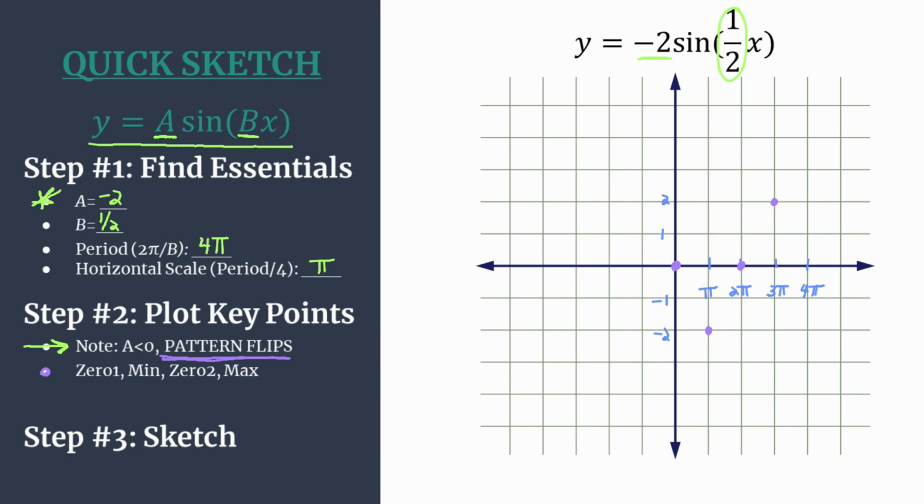All right, and then finally we just need to complete step 3, sketch in the sine curve. Remember, this is just one cycle. If you need more, you can certainly repeat the pattern in either direction. And that's all there is to it. So hopefully this method helps you understand not only how to graph this, but you should be able to get a quick sketch of almost any basic sine graph using this method.